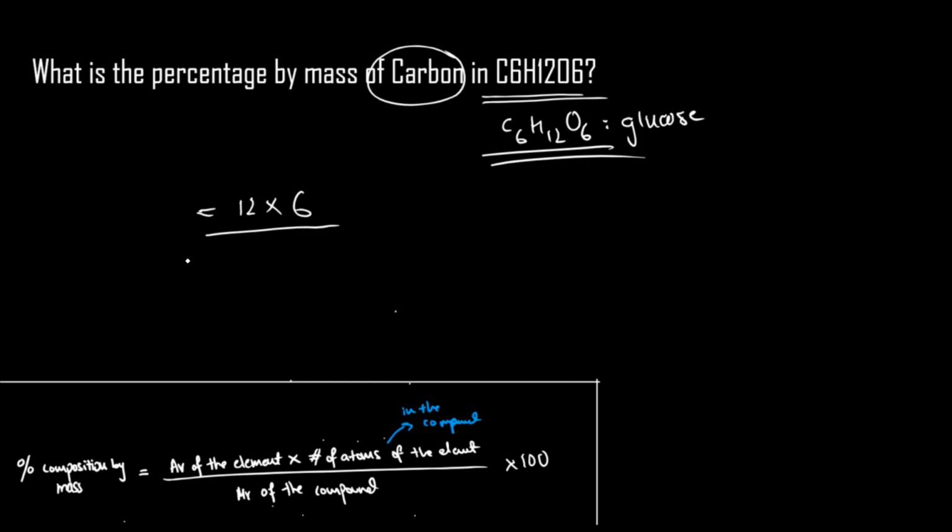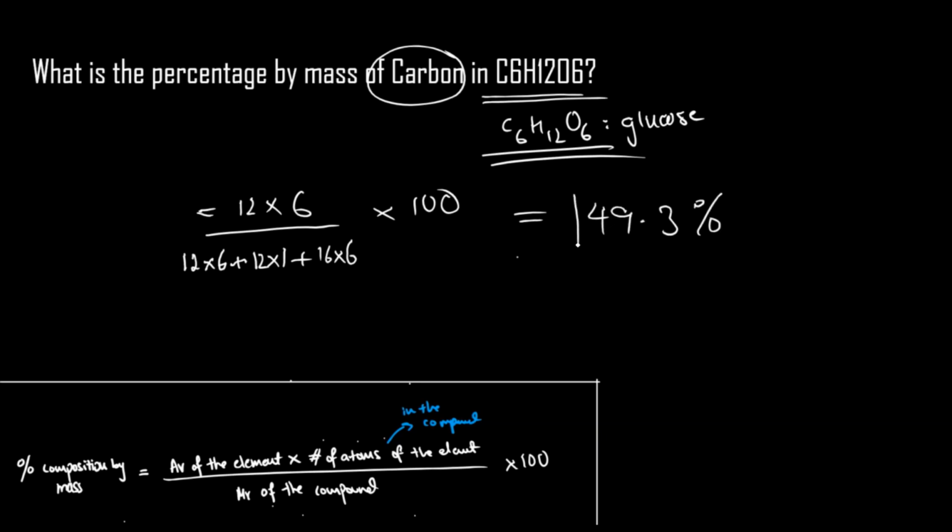What would that be? So let's see. I have 6 carbon, so 12 into 6, plus I have 12 hydrogen, that would be 12 into 1, and O6, that would be 16 into 6. And don't forget to multiply it by 100. And that, my friends, ends up as 49.3, giving it up to 3 SF. So there you go. That's the percentage by mass of carbon in C6H12O6.